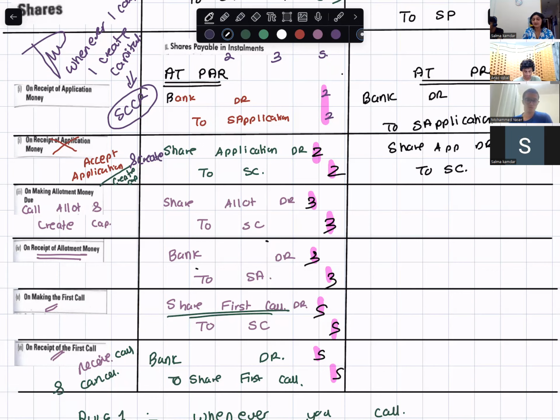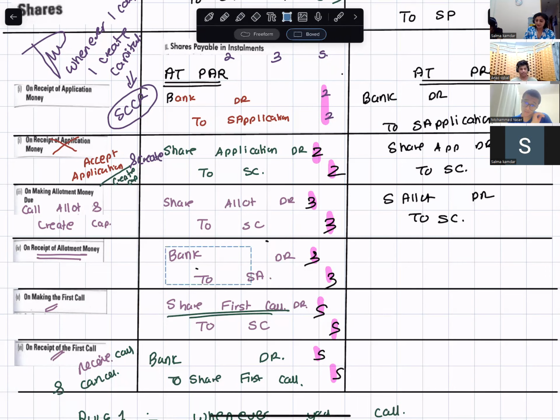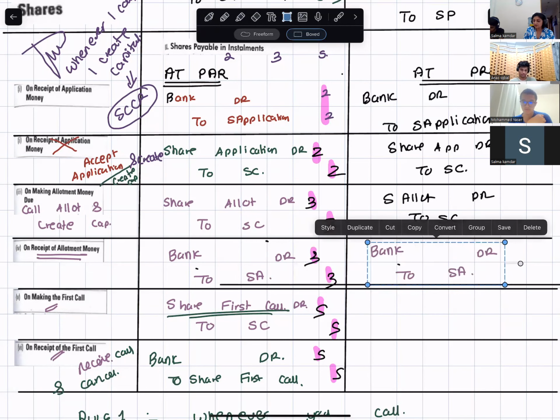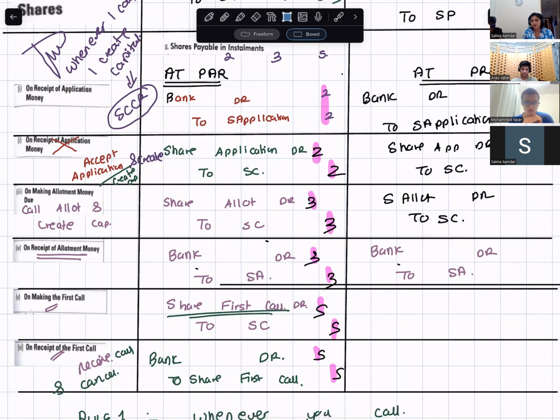Call for the allotment. Share allotment debit to share capital. If securities premium is there, share allotment to share capital and securities premium. Receive the allotment. What is the entry to receive the allotment? Bank debit to share allotment. Anas, what is the entry to call for the first call? Share first call to share capital.